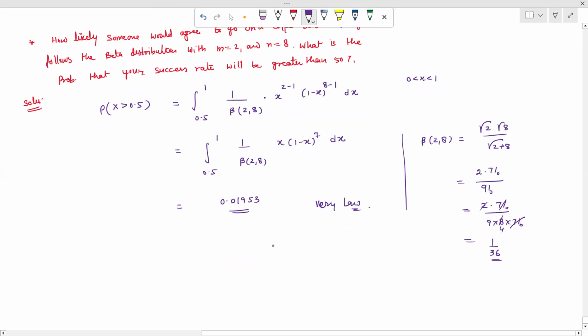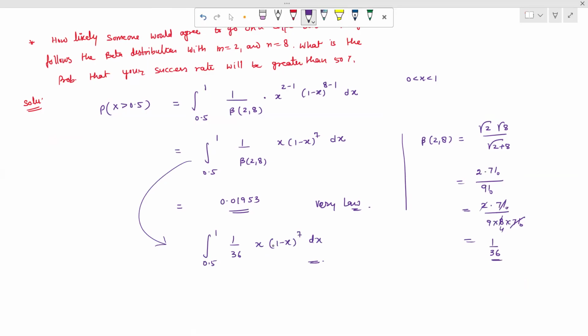So you can write this integration as the integral from 0.5 to 1 of 1 upon 36 into x into (1 minus x) raised to the power 7 into dx. So try to solve this. The answer is this. So the probability is very low. Directly, no one wants to visit the coffee bar.